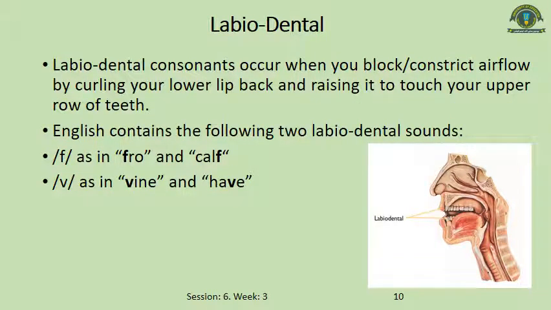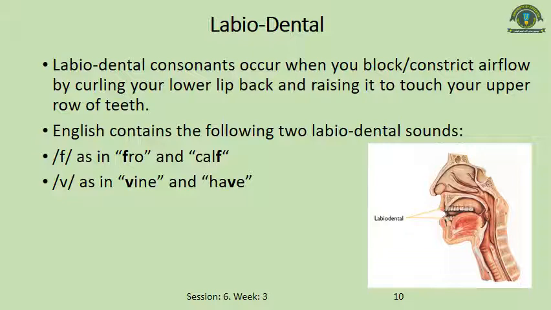Now let's talk about labiodental. Labiodental consonants occur when you block or constrict airflow by curling your lower lip back and raising it to touch your upper row of teeth. Labiodental. Listen to me again. Labiodental consonants occur when you block or constrict airflow by curling your lower lip back and raising it to touch your upper row of teeth.